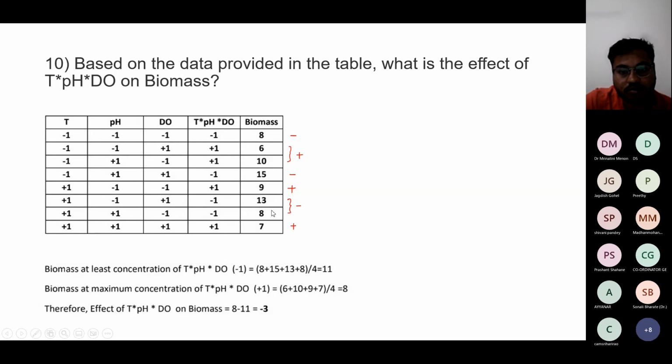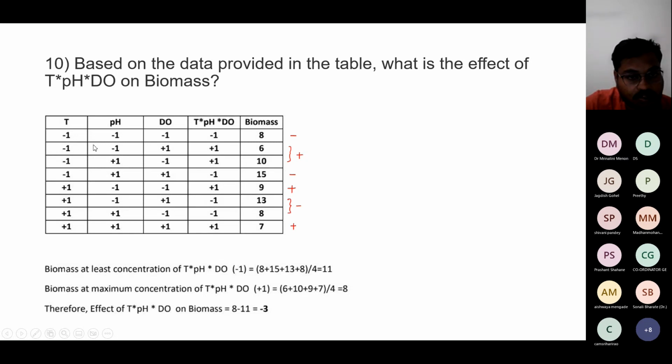So here, doing the similar thing, we find the answer here will be -3. Is this clear? The fourth row will be -1 into +1 minus, and then again -1 +1 into +1 will be -1, and then -1 into -1 will be plus, isn't it? So you have 15 as a biomass.